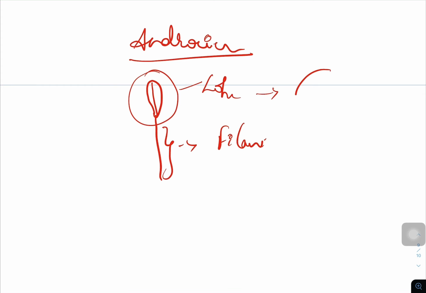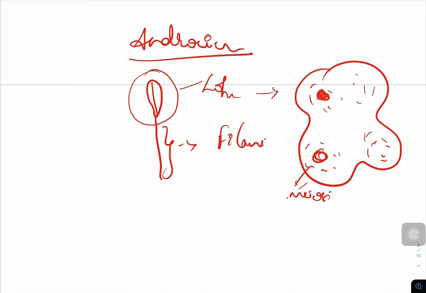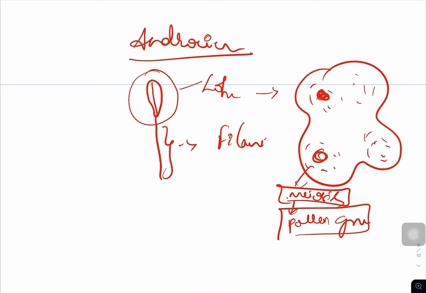Within this lobe a number of microspores develop. These microspores undergo meiotic cell division, and we have discussed what mitosis and meiosis are while discussing the life cycle. So they undergo meiosis and produce pollen grains. These pollen grains are nothing but the male gametes. Okay, this is about the androecium.